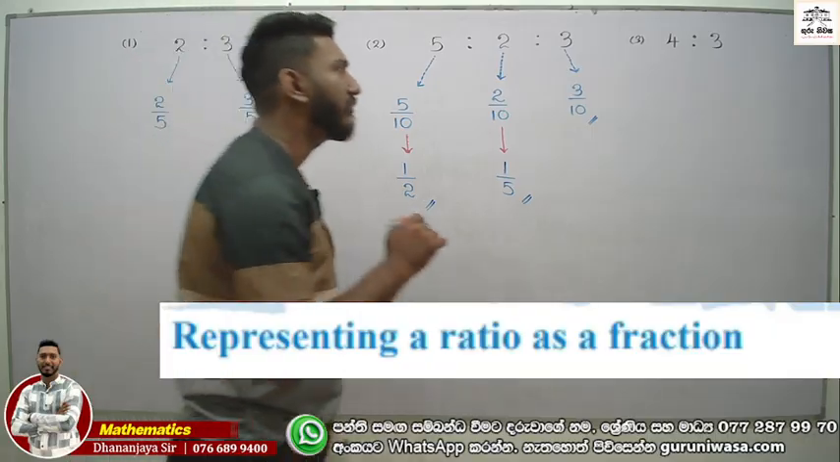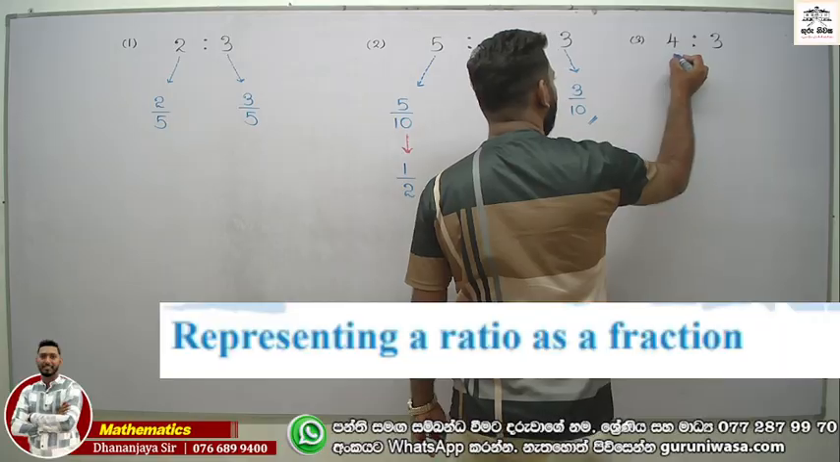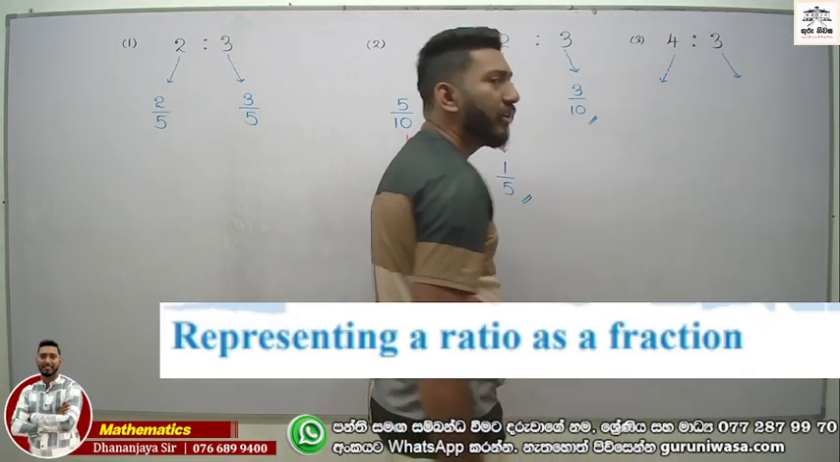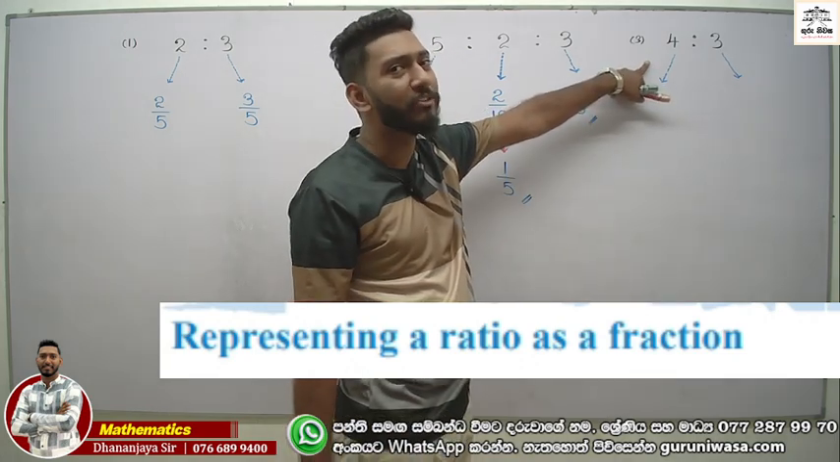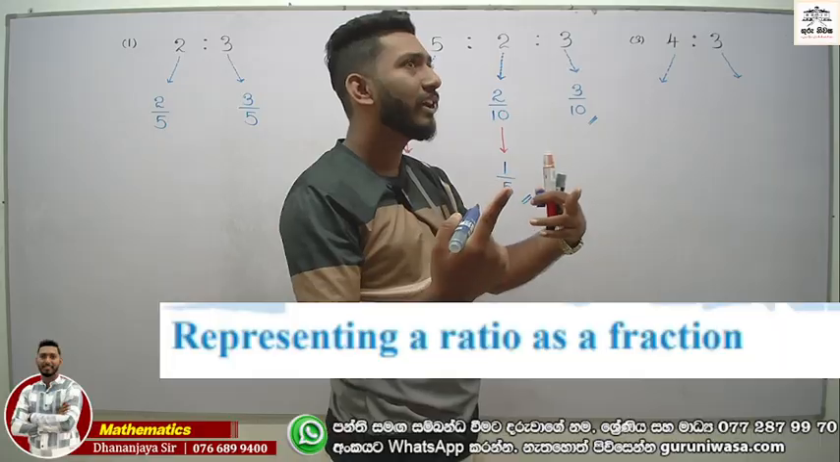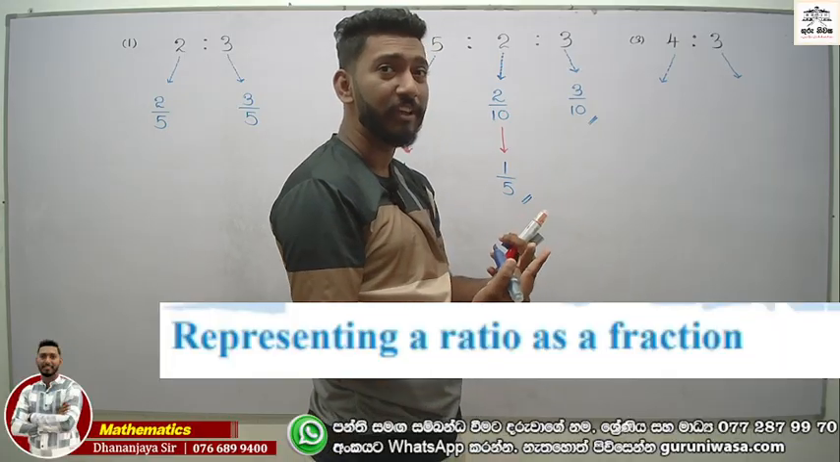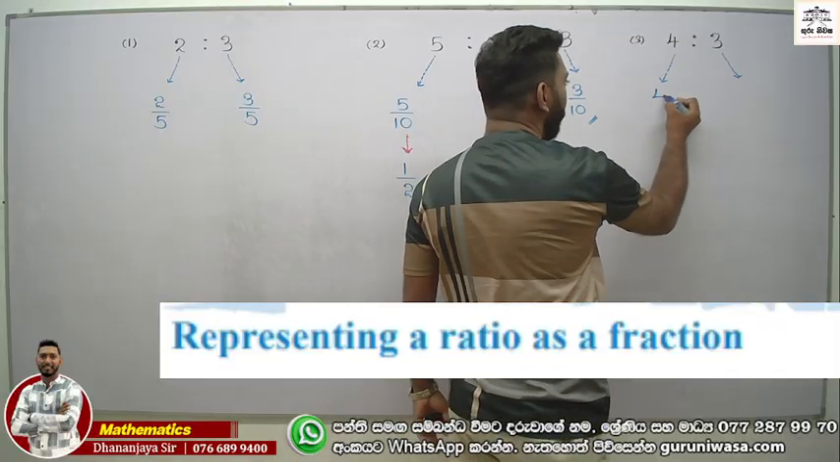Right. Now tell me, what is the answer for this one? And what is the answer for this one? Tell me the answer for this one. Hurry up. 4 over 7. The sum of the 4 and 3 is 7. Therefore, 4 over 7.